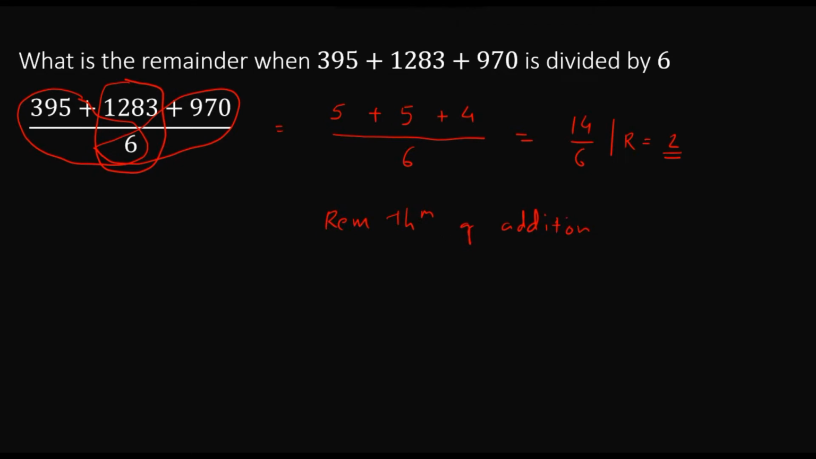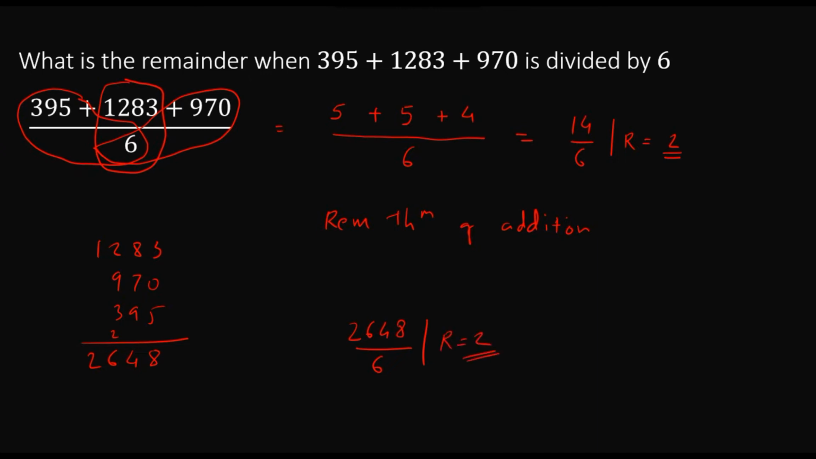Okay, you can verify this calculation. 1283 plus 970 plus 395. Okay, you can add them all. 5 plus 3 is 8, 9 plus 7 is 16, 16 plus 8 is 24, 4 carry 2, 9 plus 3 is 12, 12 plus 4 is 16, 6 carry 1, 1 plus 1 is 2. So basically it would have been 2648 divided by 6. Okay, and the remainder in this case would be 6 4s are 24, 2 remainder 24, 6 4s are 24, and then 8, 6 1s are 6, the remainder will be 2. So you can see it is verified.